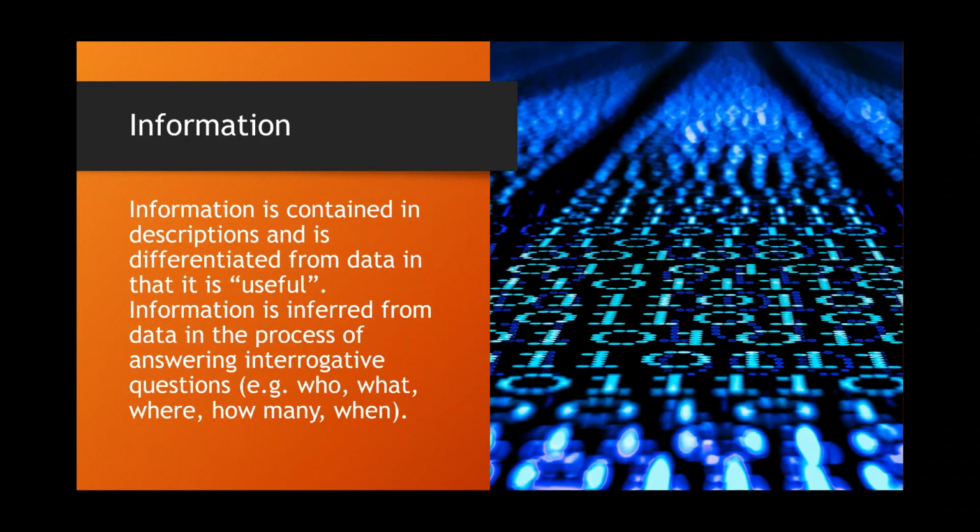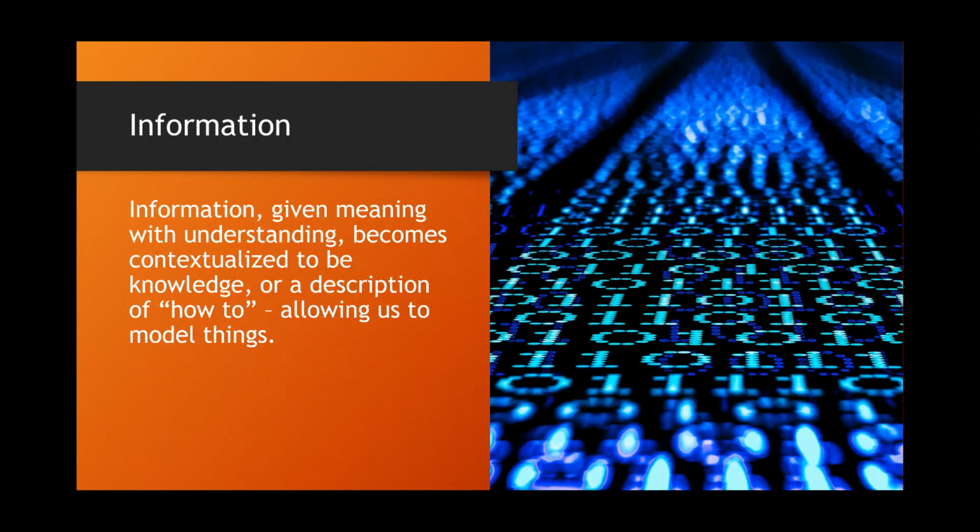Information is contained in descriptions and is differentiated from data in that it is useful. Information is inferred from data in the process of answering integrative questions of who, what, where, how many, when, and why, giving some kind of context to it overall and how you organize that. Information given meaning with some kind of understanding becomes contextualized as the idea of knowledge, or a description of how to, allowing us to model things.